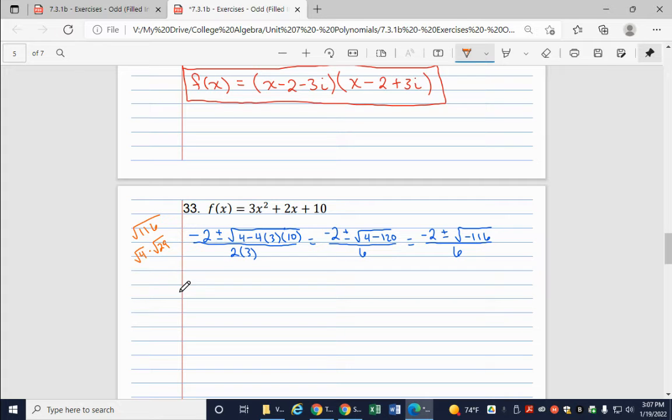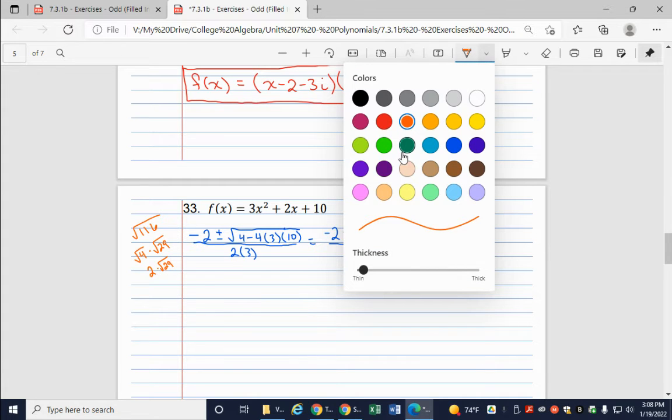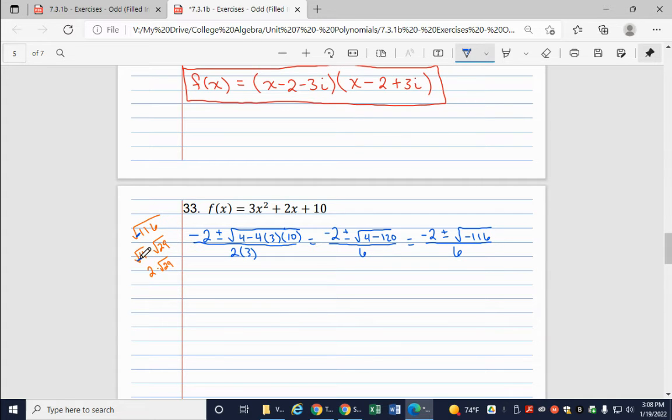What's the square root of 4? What times what makes 4? 2. 29 is a prime number. There's nothing that goes into 29. So that's as much as I can simplify this. But we're not looking at the square root of positive 116. We're looking at the square root of negative 116. So this is really going to be 2 square root of 29 i.